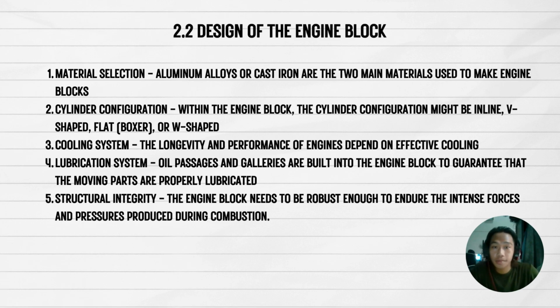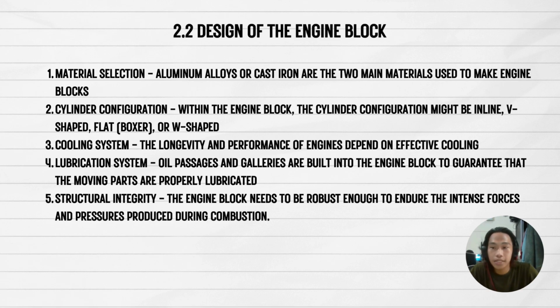The first one is material selection. Aluminum alloy or cast iron are the two main materials used to make engine blocks. Because of its exceptional strength, resilience to wear, and longevity, cast iron is a good choice for heavy-duty applications. On the other hand, because aluminum alloys are lighter, the vehicle's overall weight is decreased and fuel economy is enhanced. The cost, thermal characteristics, and manufacturing process are impacted by the material selection.